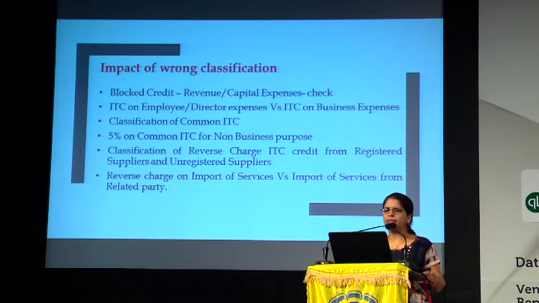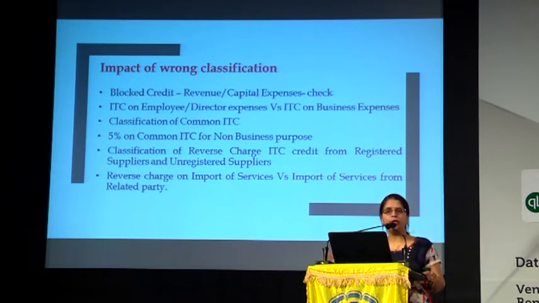I incur certain expenses, for example, printing and stationery expenses. I incur telephone expenses. I incur a lot of other common expenses. Should I apportion all these expenses between taxable and exempted? How to classify these common expenses actually? Can I say that, no, the whole printing and stationery is only meant for sale of ready-made garments? Nowhere is it linked to my sale of MEIS scripts. So that is the task for all of us, to classify.